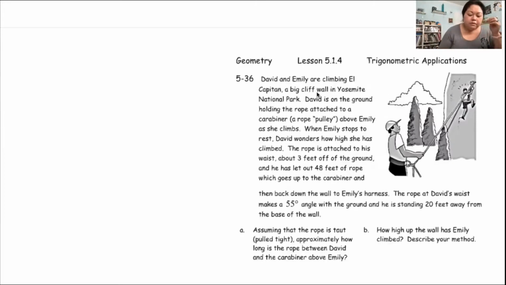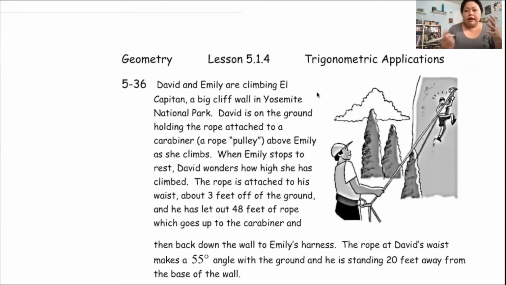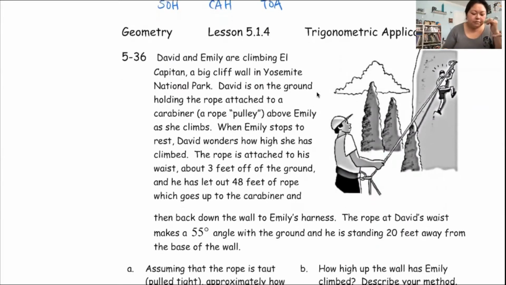Okay, so before we start, I would strongly recommend that on top of your paper, you remind yourself of SOHCAHTOA, so that way you can figure out which one you need to use. Okay, all right, let's see the problem here.